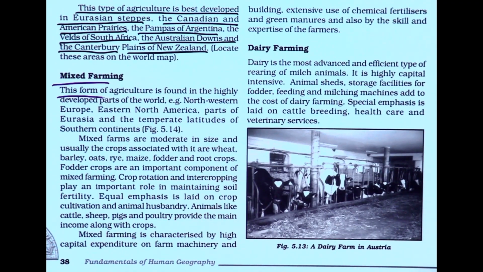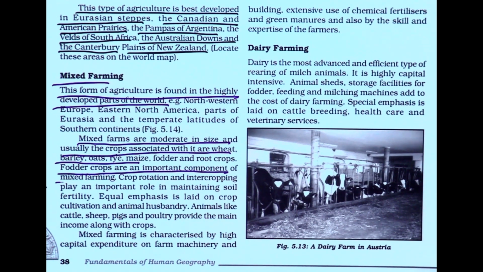Mixed farming is the form of agriculture found in extremely developed part of world. Mixed farms are moderate in size and usually the crops associated are wheat, barley, oat. Fodder crops are an important component. Crop rotation and intercropping play important role in maintaining soil fertility. Equal emphasis is laid on crop cultivation and animal husbandry.